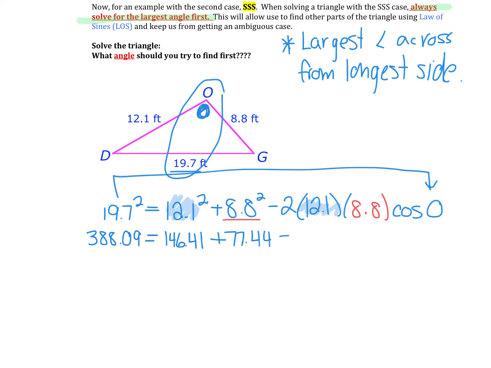77.44, minus, now on my calculator, I'm going to do 2 times 12.1 times 8.8. I get 212.96 times the cosine of O. This is where order of operations becomes really important, and you have to be very, very careful. On the right side of this equation, I can only combine those. I cannot combine those two constants, 146.41 plus 77.44, with the 212.96 attached, because it has that cosine of O attached to it. So I'm only going to add the first two.